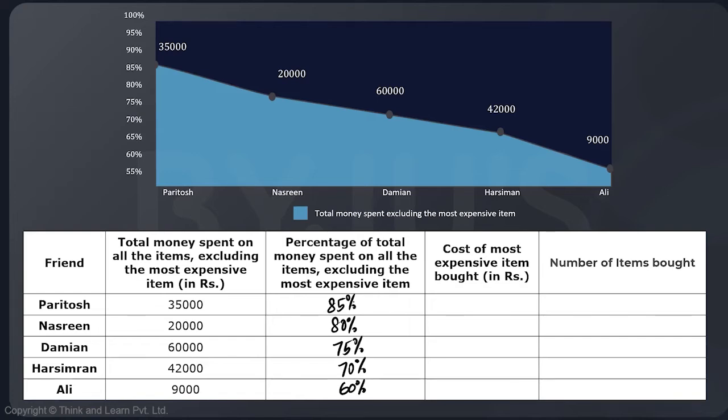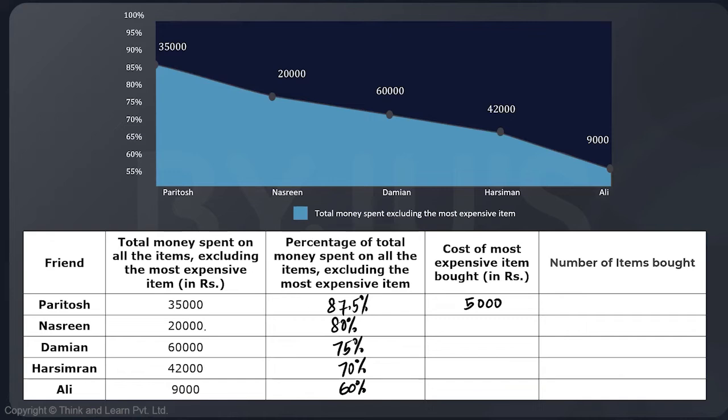Now, cost of most expensive item. So 85% is equivalent to 35,000. Sorry, this is not 85, it was 87.5, right? So if 87.5% corresponds to 35,000, what would the remaining 12.5% correspond to? So this is going to be 5,000. So the total money spent by Paritosh is 35,000 plus 5,000, which is 40,000.